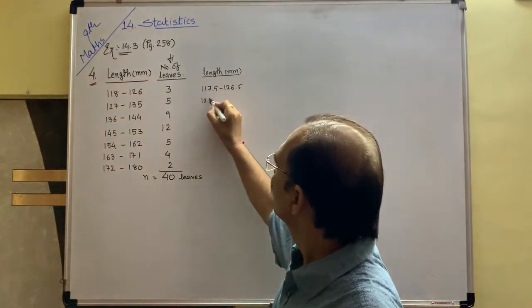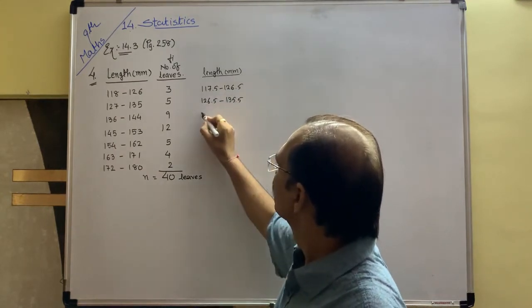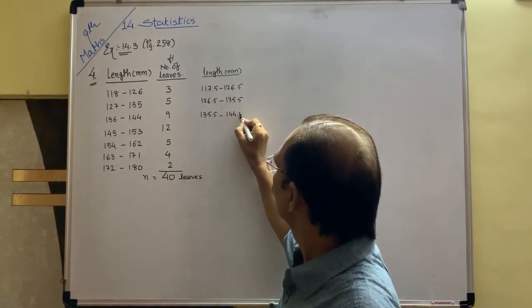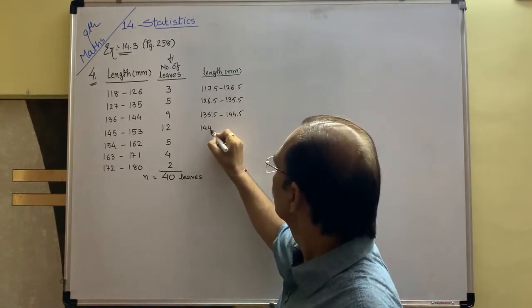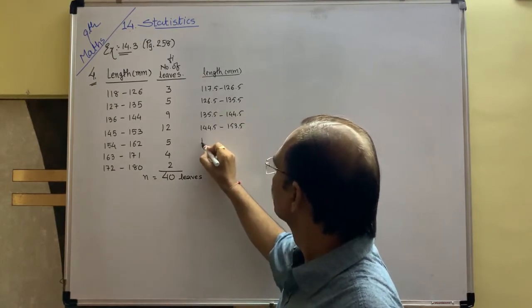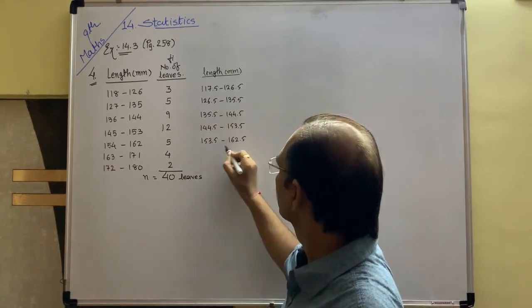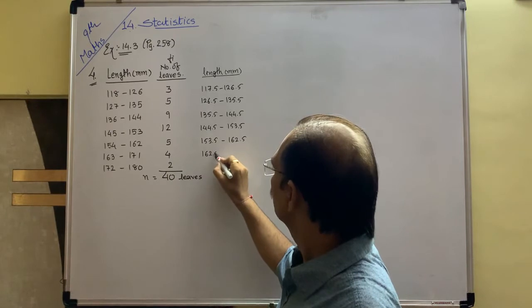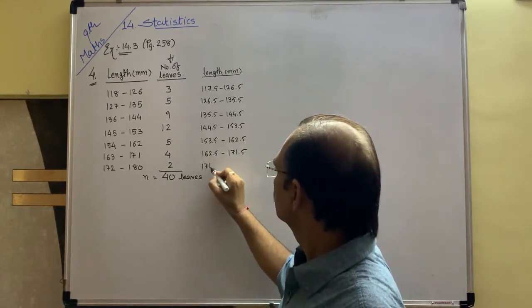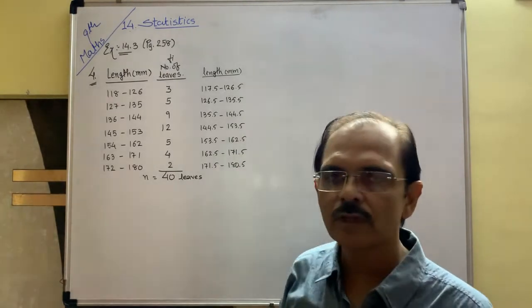Then 126.5 to 135.5, 135.5 to 144.5, 144.5 to 153.5, 153.5 to 162.5, 162.5 to 171.5, 171.5 to 180.5. Is it okay?